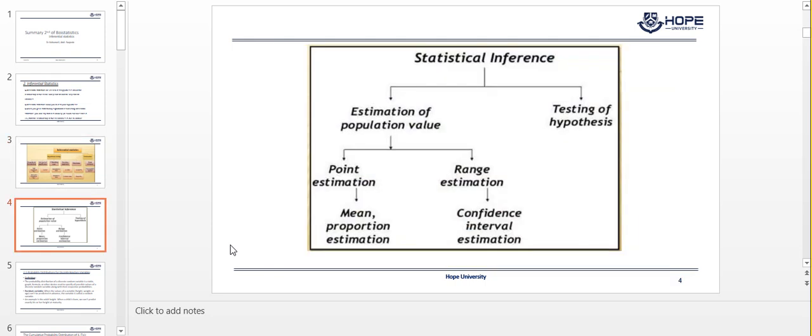In statistical inference, the goal should be estimation of a population value or testing a hypothesis. In estimation, we have point estimation like the mean or proportion, and range estimation, which is confidence interval estimation.